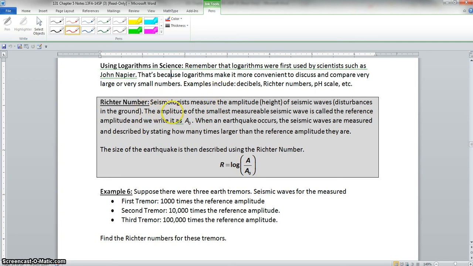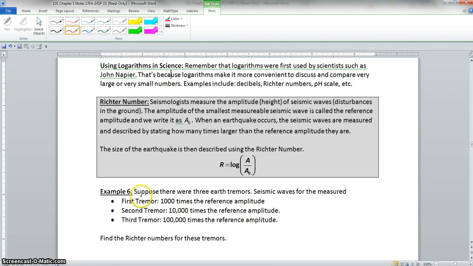Now we go here to Richter number. Seismologists measure the amplitude, height of seismic waves, disturbances in the ground. The amplitude of the smallest measurable seismic wave is called the reference amplitude, and we write it as A of 0. When an earthquake occurs, the seismic waves are measured and described by stating how many times larger than the reference amplitude they are. The size of the earthquake is then described using the Richter number. R is equal to log A over A of 0.